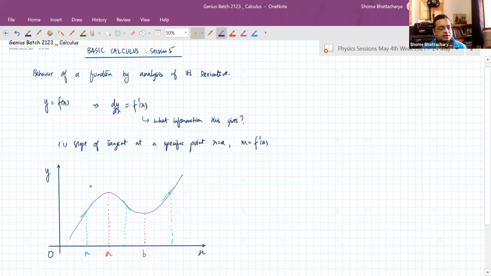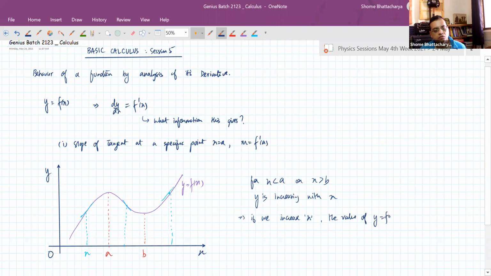So in general, if this is the graph for some particular function y equal to f(x), what we can see is if the slope of the tangent is positive at a particular point, that means in that set of values of x, the value y is increasing with respect to x. Okay. So for example, here in this example, for x less than a or x greater than b, we can see that y is increasing with x. So what that means is that if we increase the value of x, the value of y also increases.